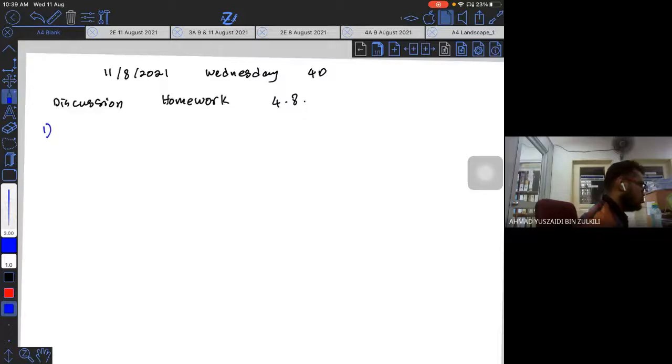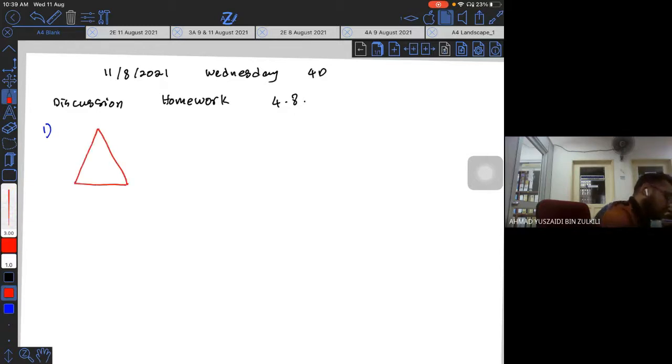AB equal to 3√3 and BC equal to 4√3. Determine the length of AC. A few people asked me how to solve this one. First and foremost, you draw the triangle first. A, B, C. Fill in the information.